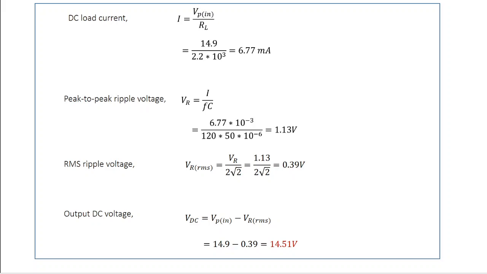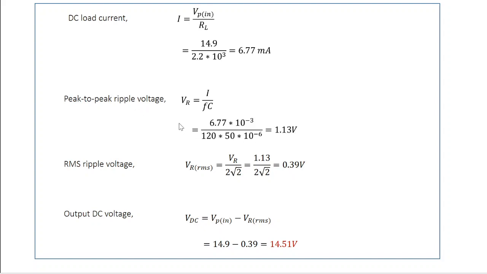Now this is not a clean DC voltage. We know that there is some ripple in the voltage. So the peak to peak ripple voltage VR is given by I divided by FC, where I is the DC load current, F is the output frequency of the rectifier, and C is the capacitance. So plug in the values: 6.77 milliampere divided by 120 Hertz into 50 microfarads. So this is going to be 1.13 volt.